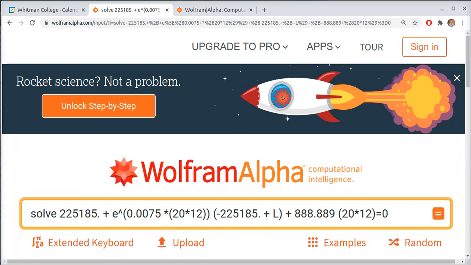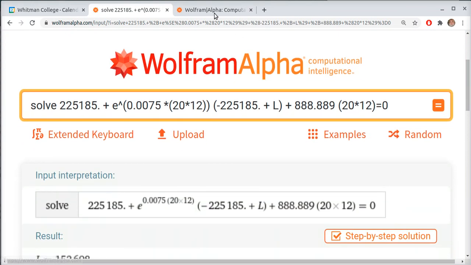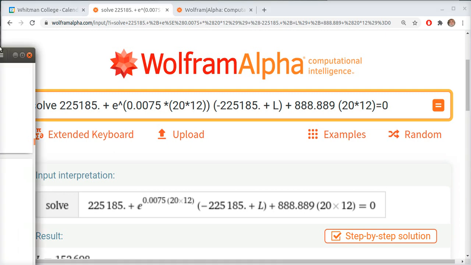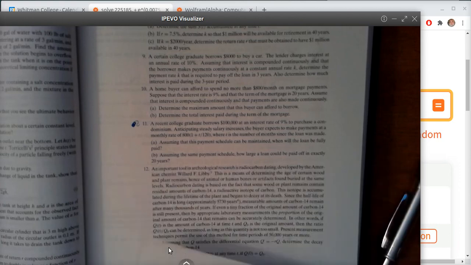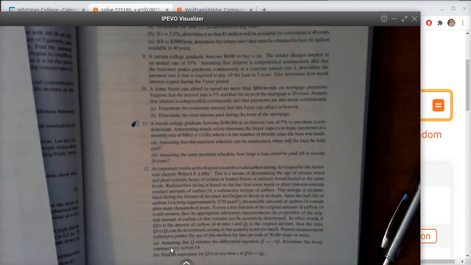And so this is what I mean by trying to use Wolfram Alpha here to solve some of these problems. Some of these problems you won't be able to solve by hand. So, okay, that is the solution to number 11. If you do run into questions about how to solve something in Wolfram Alpha, just let me know. Good. All right, I'll stop here and see how you're doing.